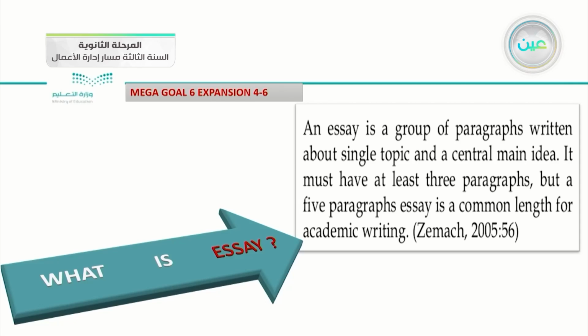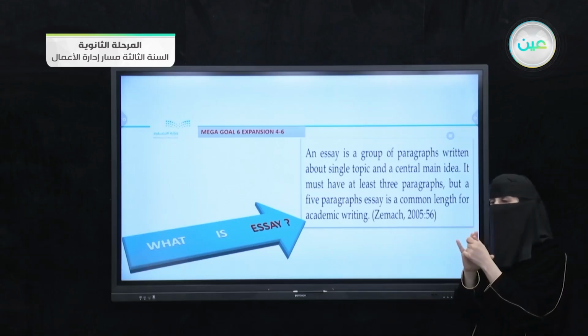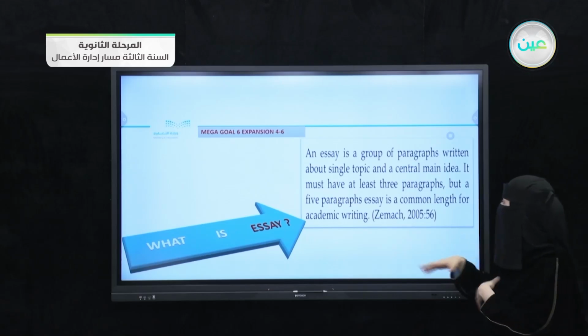So if you would like to write in the academic way, you should organize your essay in 5 paragraphs. The first one is the introduction and the last one is the conclusion. And the ones in the middle are the body of our essay.